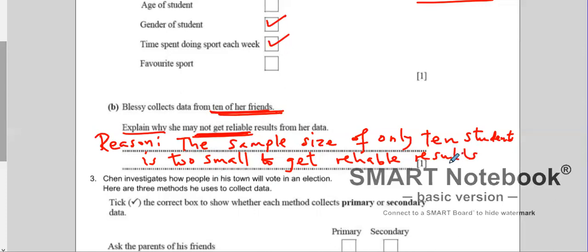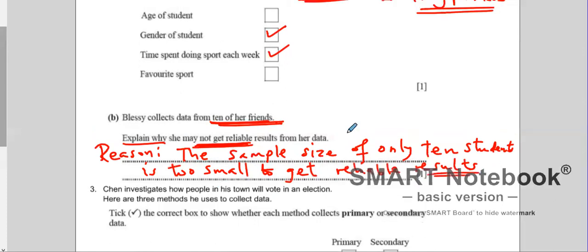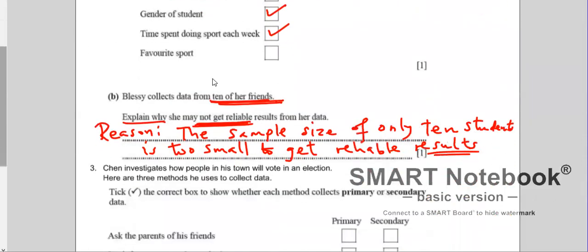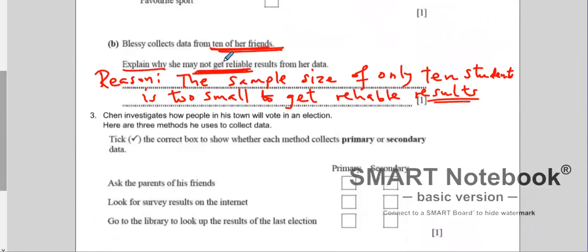So the sample is too small because Bless is trying to investigate whether boys in her entire school play more sport. So there is no way if you are investigating something which is about the school and then you ask only 10 students. And also these 10 students are again her friends. So there may be some kind of bias in that data.